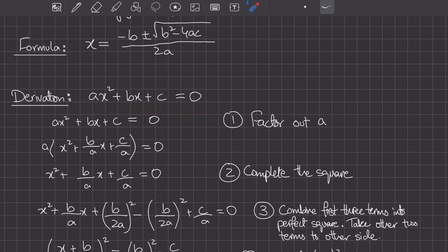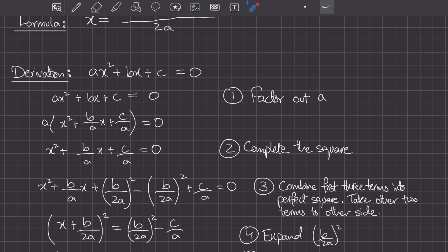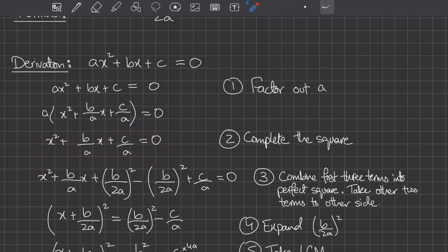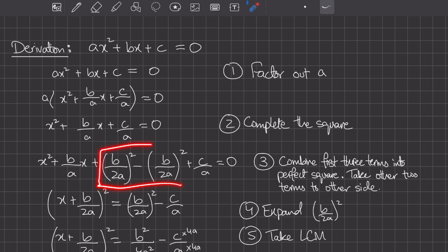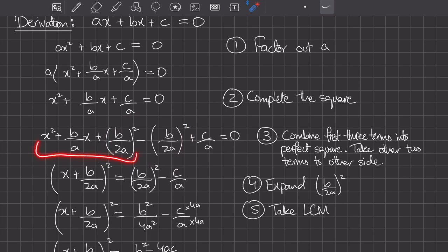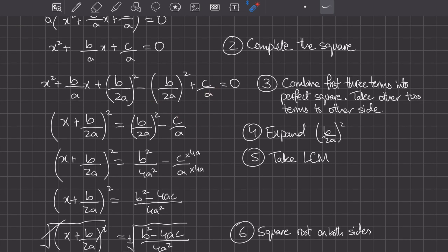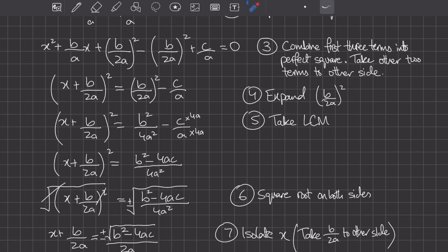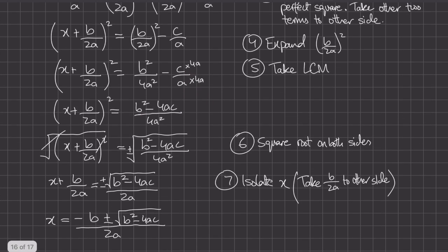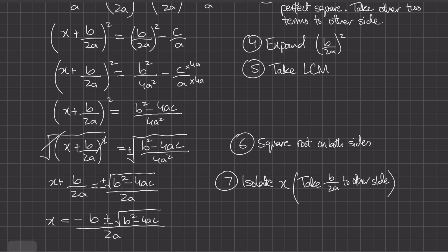First of all, we take a common and factor it out. It divides on the other side and goes away. Now complete the square by adding and subtracting the square of b divided by 2a. The first 3 terms can be combined, and the remaining 2 terms can be taken to the other side. Taking them to the right side changes the signs on the terms. The common denominator, or LCM, can be taken on these terms by multiplying and dividing c over a by 4a. The square root can be taken on both sides, and finally x can be isolated to give the quadratic formula.